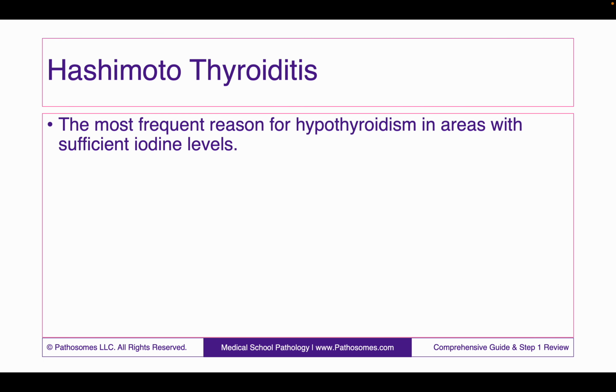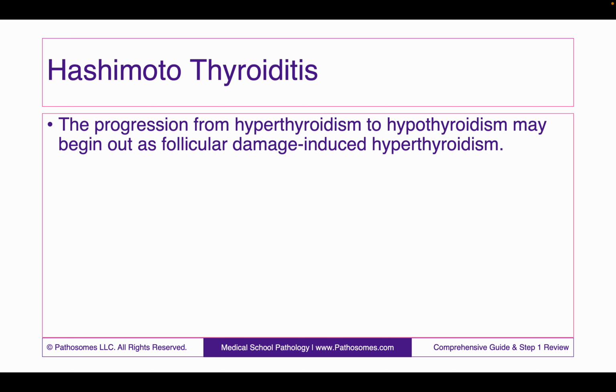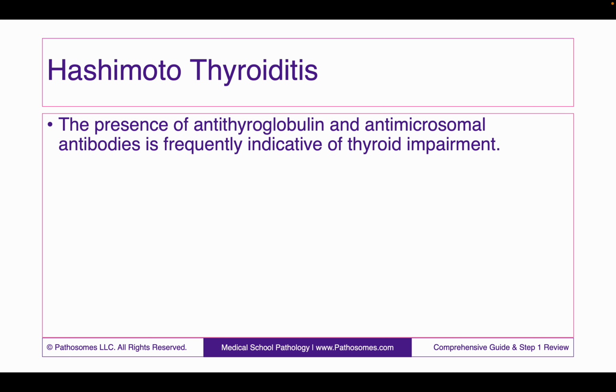Hashimoto thyroiditis is the most frequent reason for hypothyroidism in areas with sufficient iodine levels, i.e., Western civilization for the most part. The progression from hyperthyroidism to hypothyroidism may begin out as follicular damage-induced hyperthyroidism. The presence of antithyroglobulin and antimicrosomal antibodies is frequently indicative of thyroid impairment.